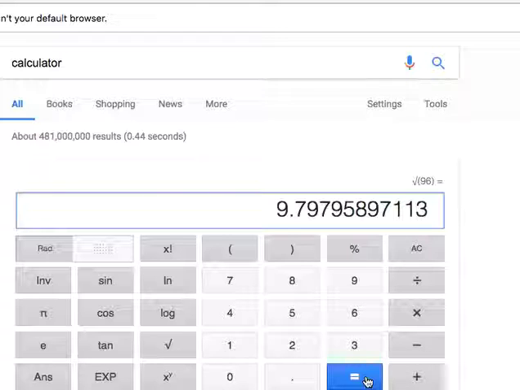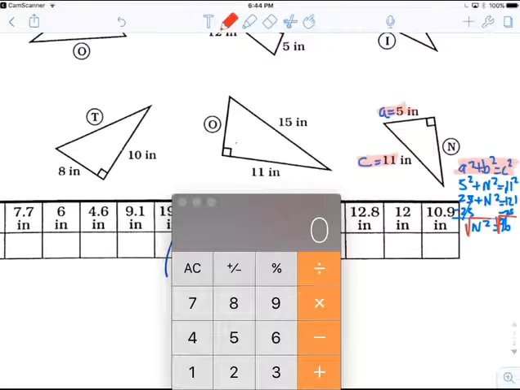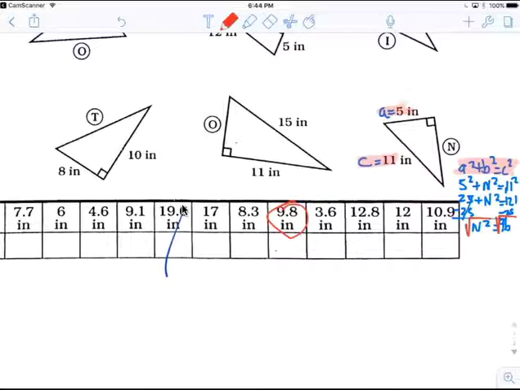So n here, this length, let me minimize this. This n here is 9.8. N equals 9.8. So this length right here is 9.8. So this length is 5, this length is 11, this length is 9.8. C is the longest length, as you can see.